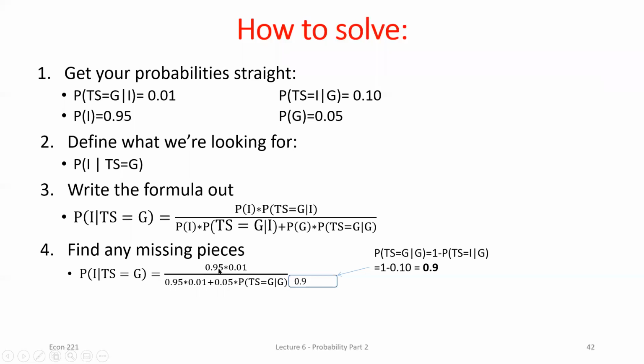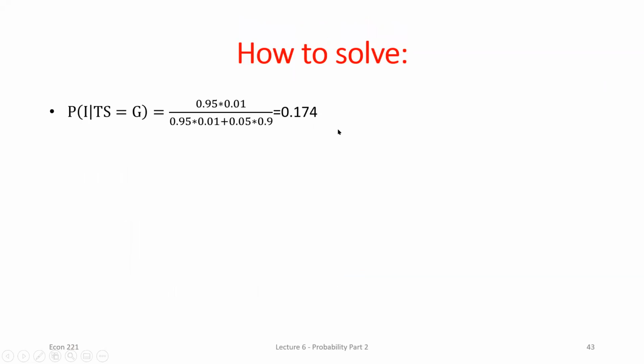And really what these represent is here's my group of people who are innocent, but the truth serum makes them say they're guilty. And then this other group of people, the second part of the denominator, is people who are guilty, and the truth serum made them say they're guilty. Okay? So it's just a matter of chugging those values into our calculator, and we'd end up with about 0.174.